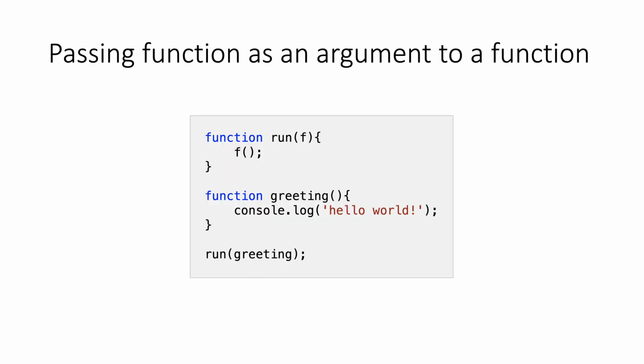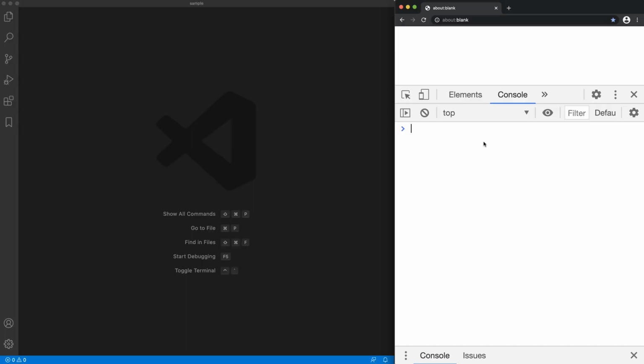So what does this mean? This means that if you pass a function, you can execute it as you see here. So let's go ahead and write an example. Let's go ahead and move to the console on the browser, and let's write that example that we had.